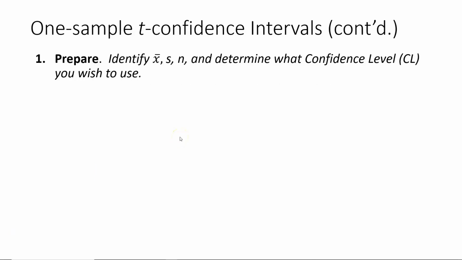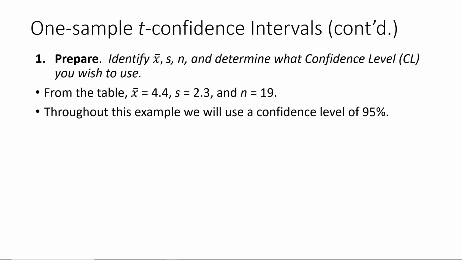So we start with our prepare step. We begin by identifying the sample mean, sample standard deviation, and sample size. And in this case, we can get those values from the table. The mean is 4.4, standard deviation 2.3. Keep in mind that the units for those two values are micrograms of mercury per wet gram of muscle, and then the sample size of 19. The next thing we need to do is determine our confidence level, which we're going to use in this case a value of 95%.